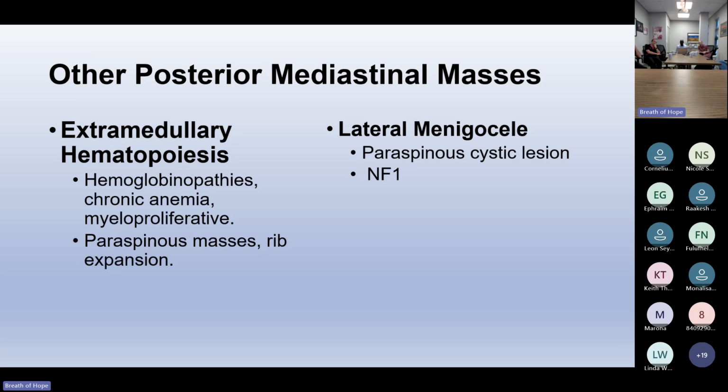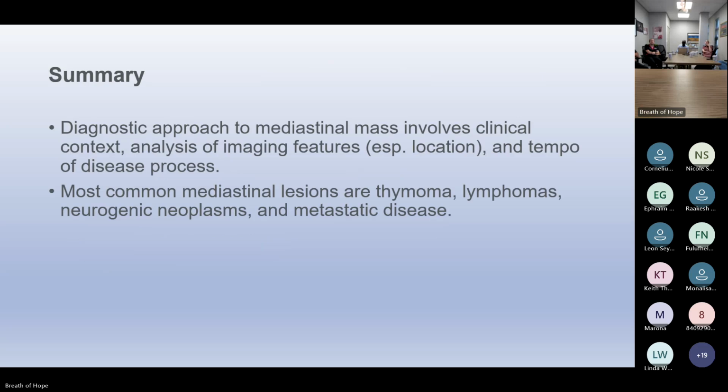And other mediastinal masses will be extramedullary hematopoiesis. Those will present with hemoglobinopathies, chronic anemia, myeloproliferative disease, and occult paravertebral masses or rib expansion. Lateral meningocele can give you a paravertebral cystic lesion and is associated with neurofibromatosis type 1.